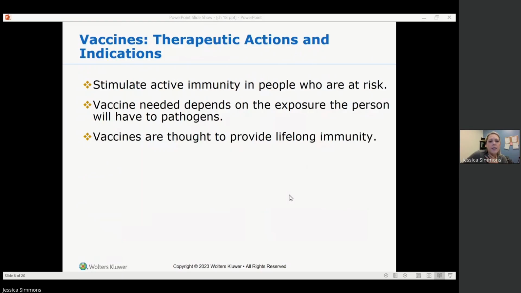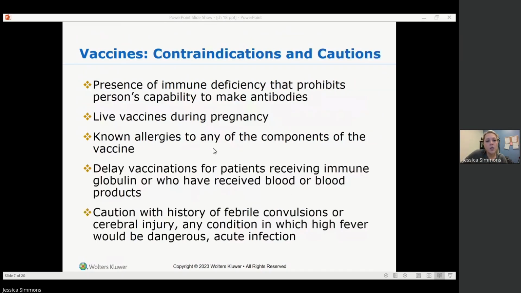Therapeutic actions and indications: they stimulate active immunity in people who are at risk. Which vaccines are needed depends on the exposure the person will have to the pathogen, and vaccines are thought to provide lifelong immunity. Most of them, not all of them, most of them hopefully provide lifelong immunity. So contraindications for vaccines: people with immune deficiency that prohibits the person's capability to make antibodies.